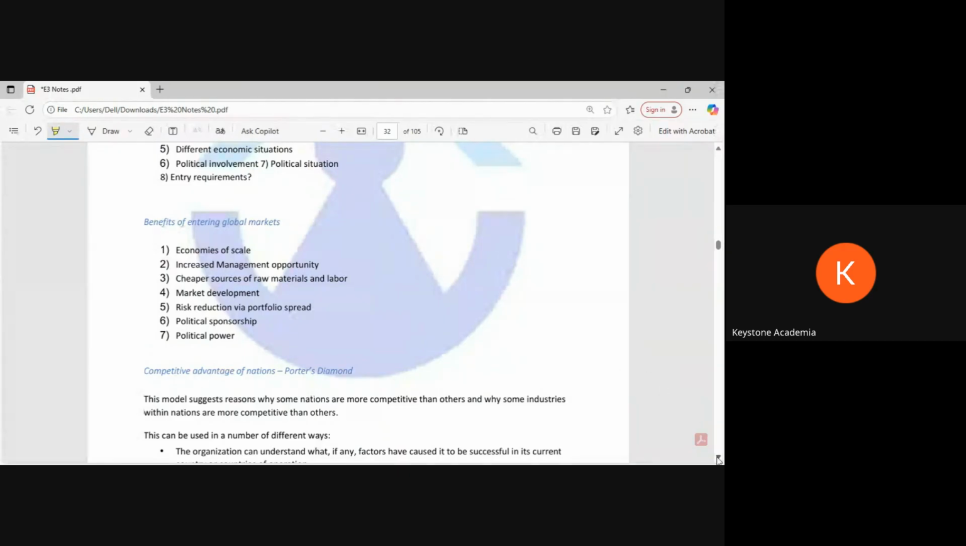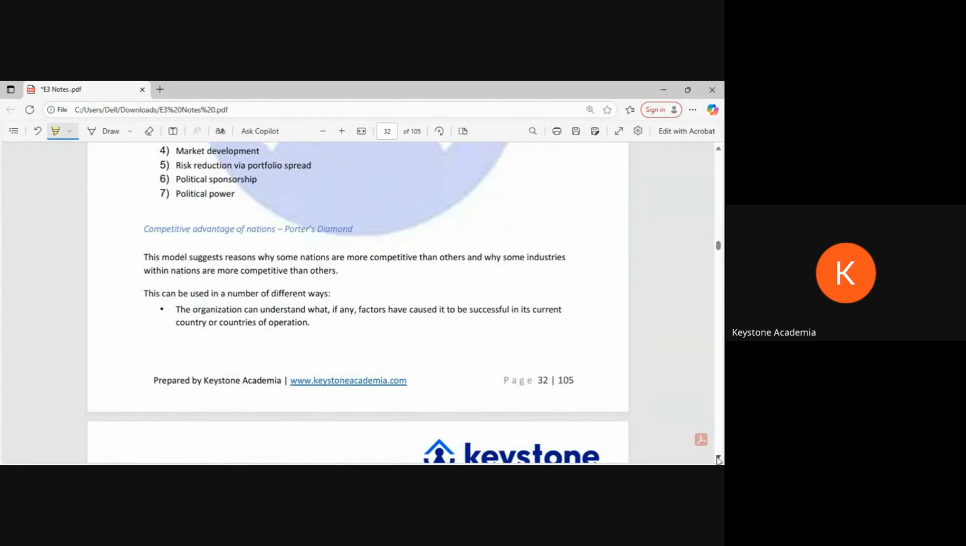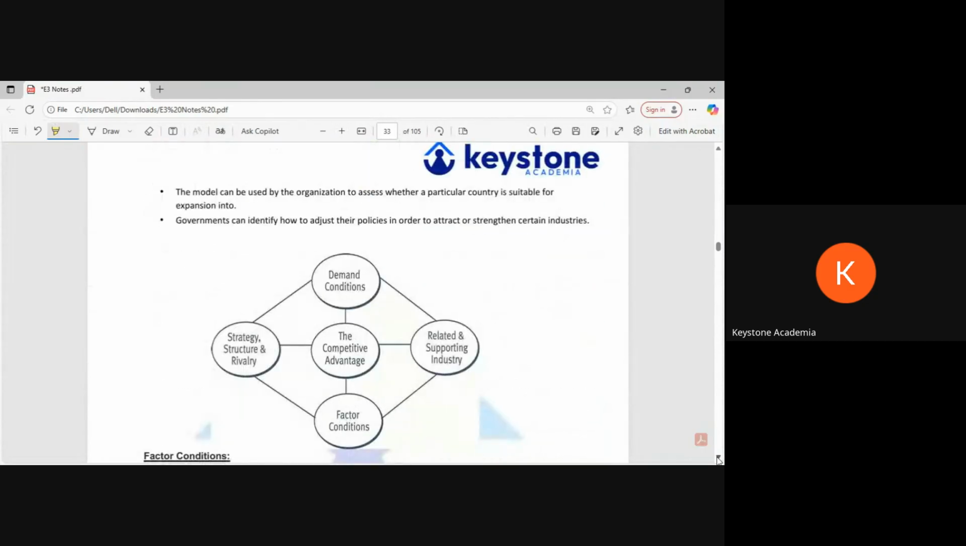Then we can also look at Porter's diamond. Porter's diamond actually gives us an understanding about the advantage of nations. To apply this to our case, we don't have much information, and they won't specifically ask this. Again, this is for understanding. We need to see if our competitor has a certain advantage or we have a certain advantage. Based on that, our strategy can be tailored.